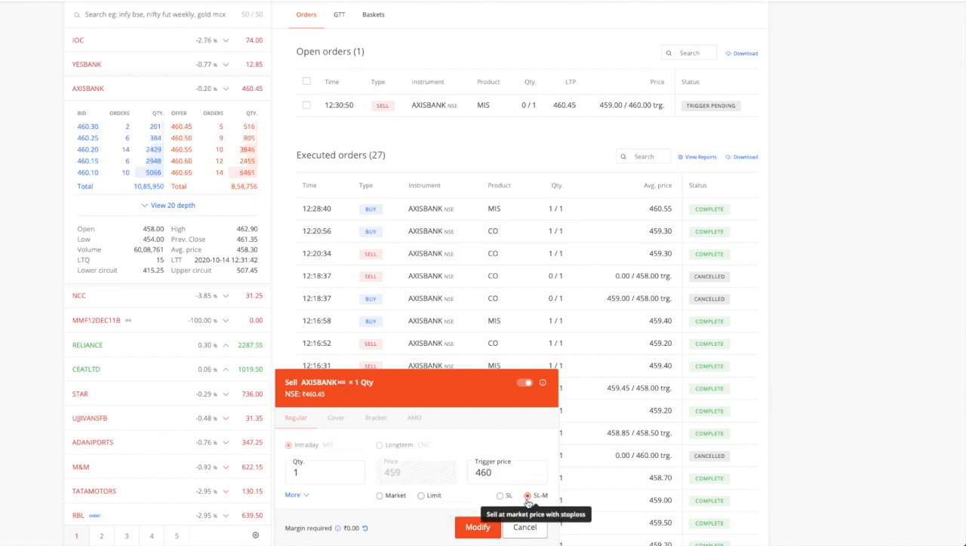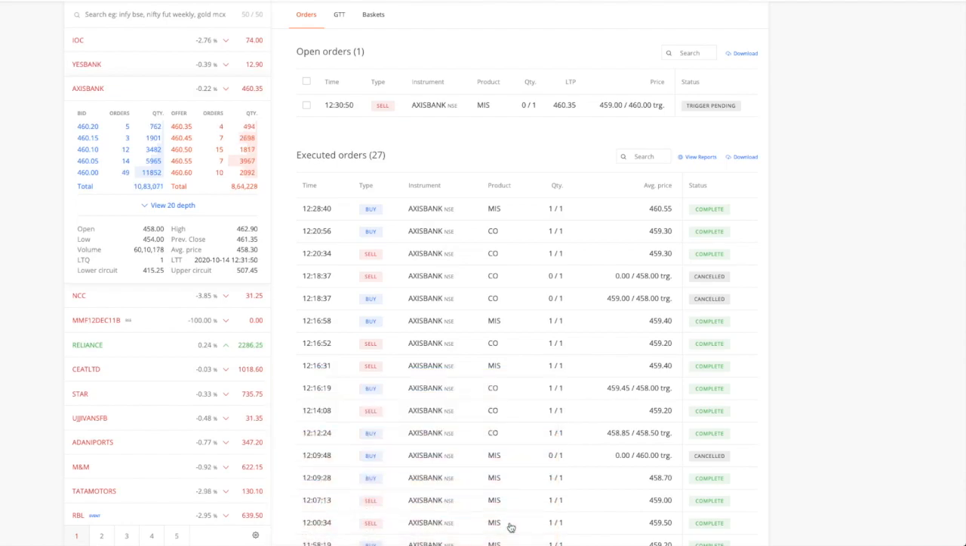So same case in the case of stop loss market also, as soon as the price touches the trigger, whatever is the market price, there your order will get a fill. Okay, so I hope you get that.